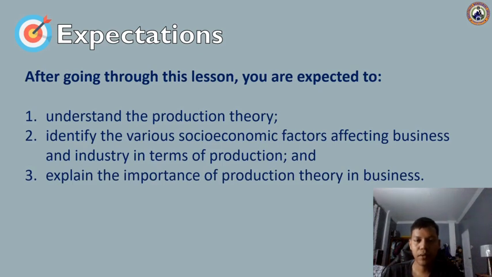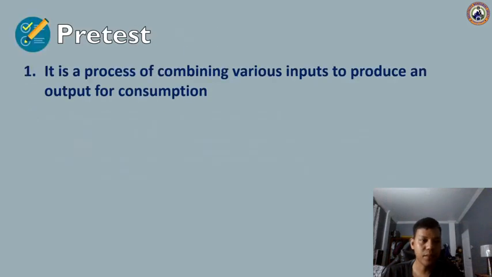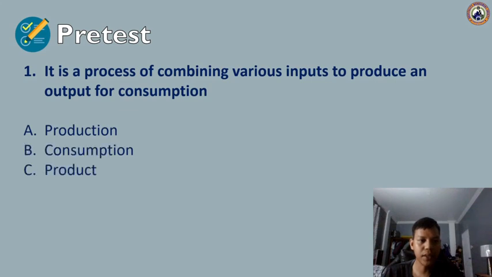Before we proceed to our lesson, we will have a pre-test first. Question number 1: it is a process of combining various inputs to produce an output for consumption. A. Production, B. Consumption, C. Product, or D. Consume. Answer for number 1 is letter B, Consumption.